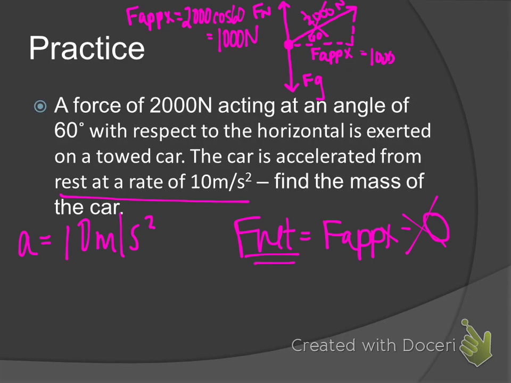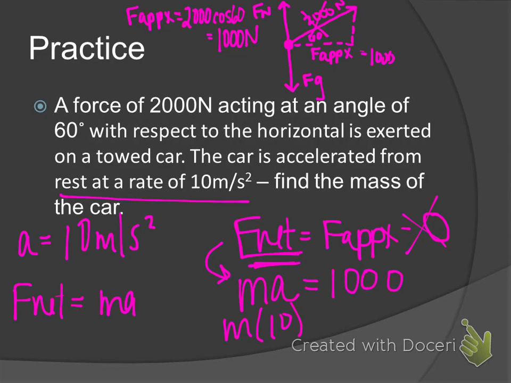All right. What do I substitute in here for F net? M times A is equal to our F applied x, which is 1,000 newtons. Okay, do we see how we got there? F net can always be substituted for mass times acceleration because we know that Newton's second law tells us F net is equal to mass times acceleration. Okay, our applied force was 1,000 newtons. We know our acceleration was 10. And so that means to solve for our mass, we're going to divide that over and we're going to get our mass equal to 100 kilograms, which is not a realistic mass for a car.